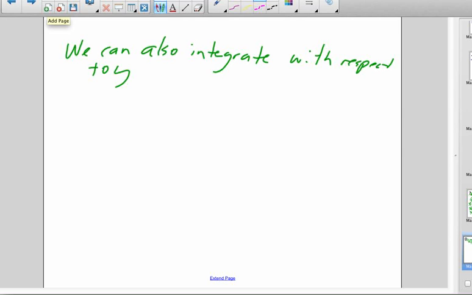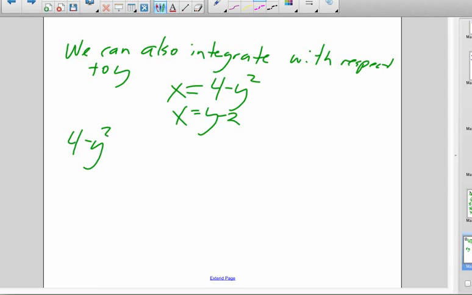Okay, so my equations on this are x equals 4 minus y squared. So here you see my y is my independent variable, which is what we normally will integrate across. And I got x equals 2y minus 2. So to find our points of intersection, we set the two equal to each other. So I'm going to have 4 minus y squared equals 2y minus 2.